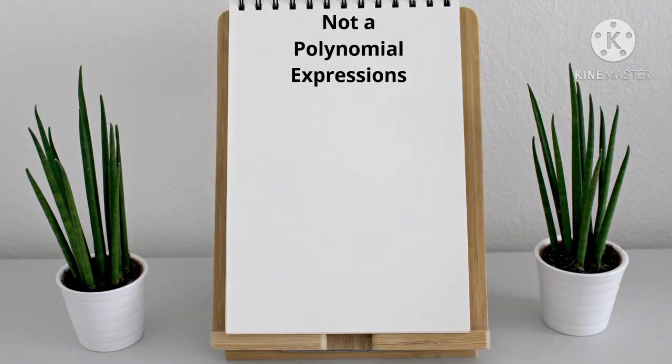So, another example we have is not polynomial expression. Number 1 is we have 2a multiplied by the quantity a to the power of negative 3 plus a squared minus 1. So, makita nato sa atong equation nga naay negative exponent which is negative 3. Not polynomial expression na siya.